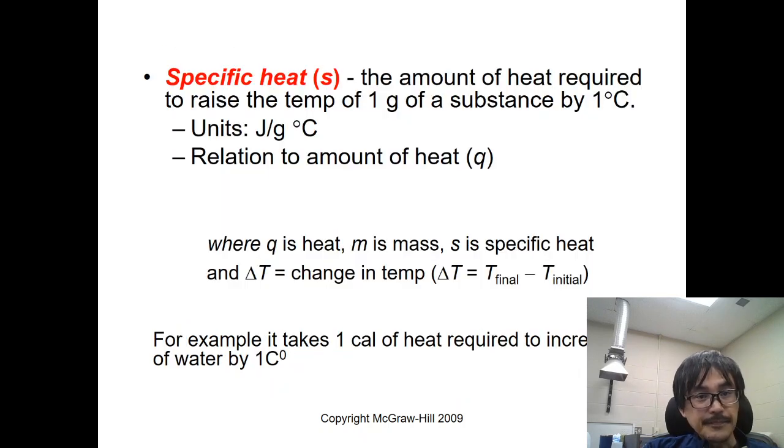Alright, so specific heat by definition is the amount of heat required to raise the temperature of 1 gram of substance by 1 degree Celsius. The unit is joule per gram per degree Celsius. And delta T is always the final temperature minus the initial temperature, right? Final minus initial. That's what this triangle symbol means. And that formula is given by this formula right here.